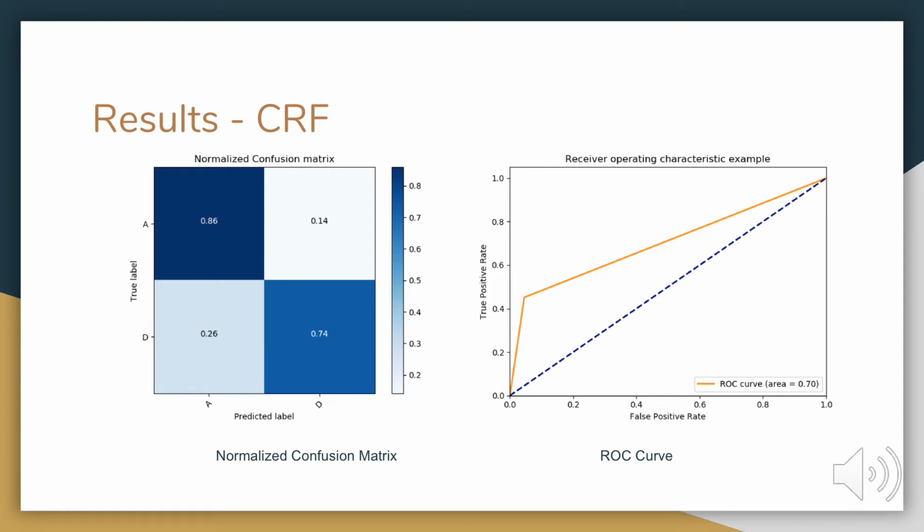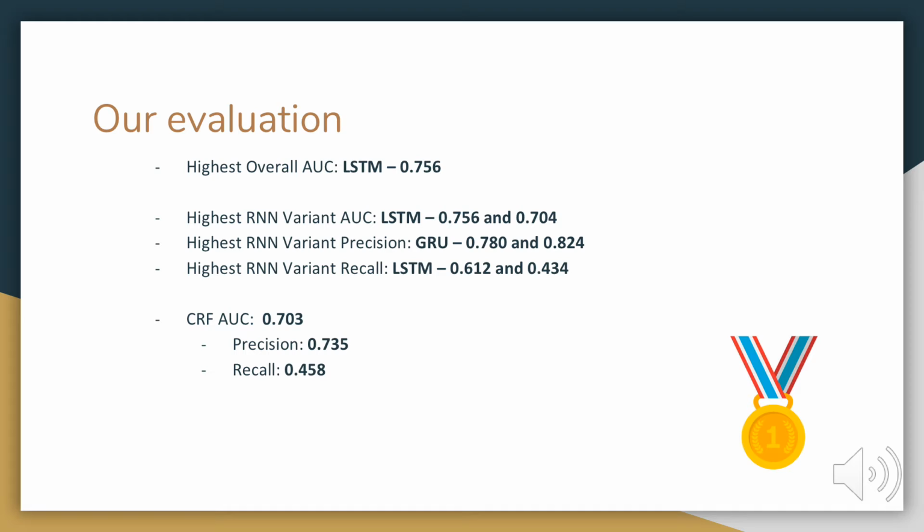The CRF model required additional preprocessing prior to training. Training data was used to train the CRF, while the validation data set was used for evaluation to produce AUC, precision, and recall. The normalized confusion matrix and ROC curve are displayed here. The LSTM model produced the highest AUC with 0.756.